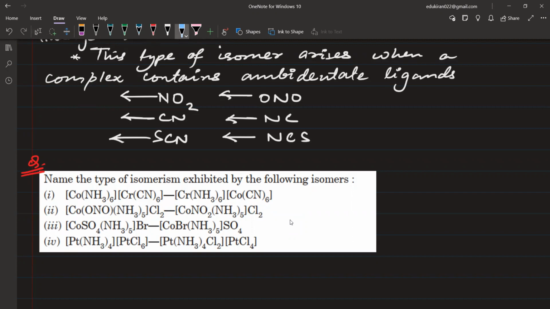देखिए फर्स्ट वन, cobalt has NH3, chromium has CN. Here chromium has NH3 and cobalt has CN. So this will be obviously what type of isomer? Coordination. Here we have ONO and here we have NO2. So obviously it is linkage. Here we have Br and here we have SO4. That means these are ionization isomers.